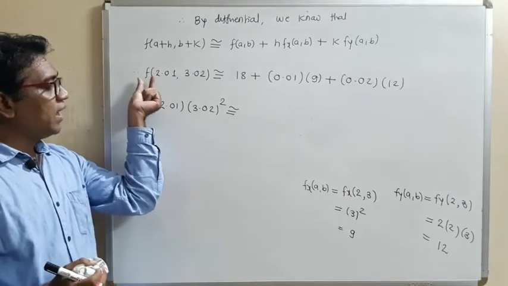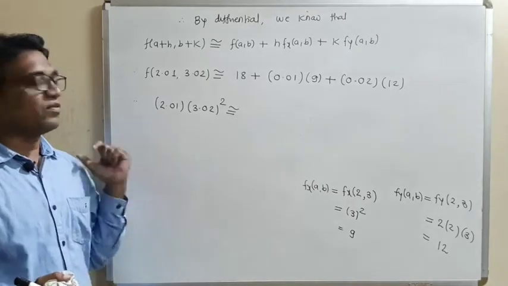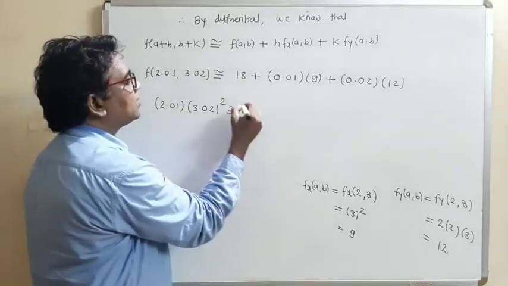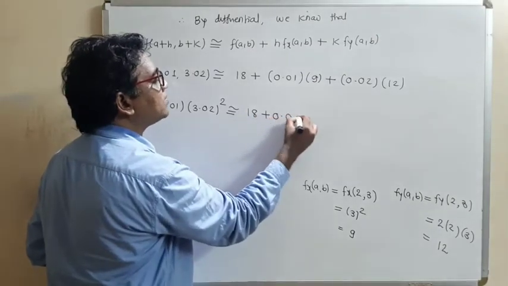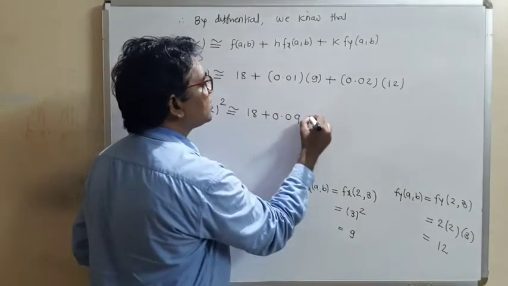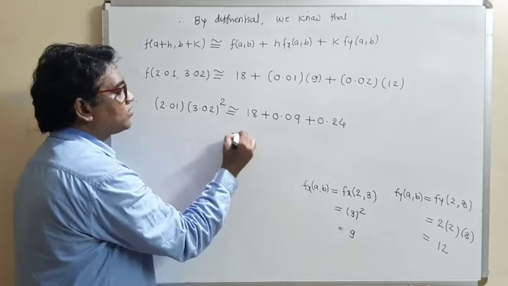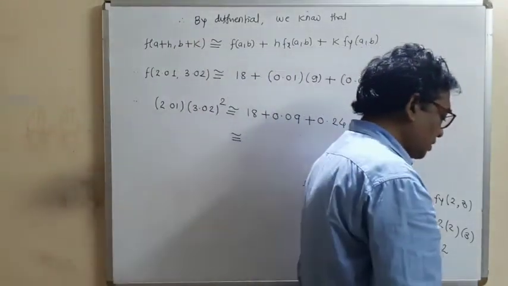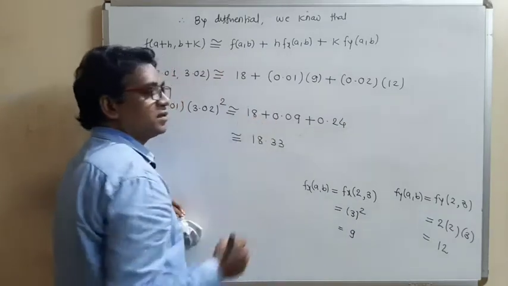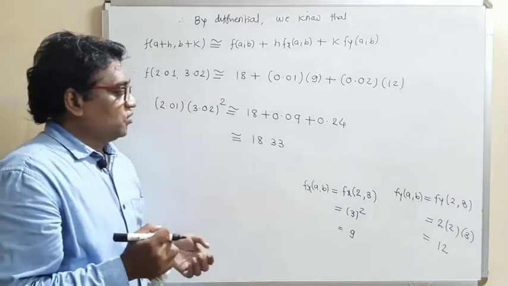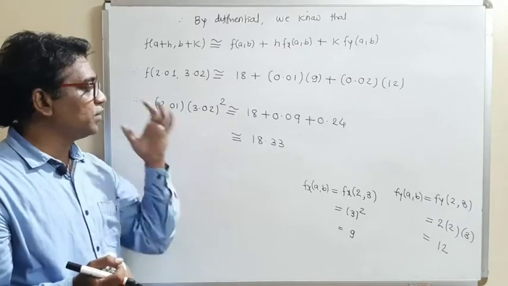So what is our f? F means our given function by which we can find the approximate value. So this is our given function. So this is 18, plus 9 into 1 is 0.09, plus this is 0.24. So approximately the final answer is 18.33. So this is the approximate value of this function 2.01 into (3.02) squared.